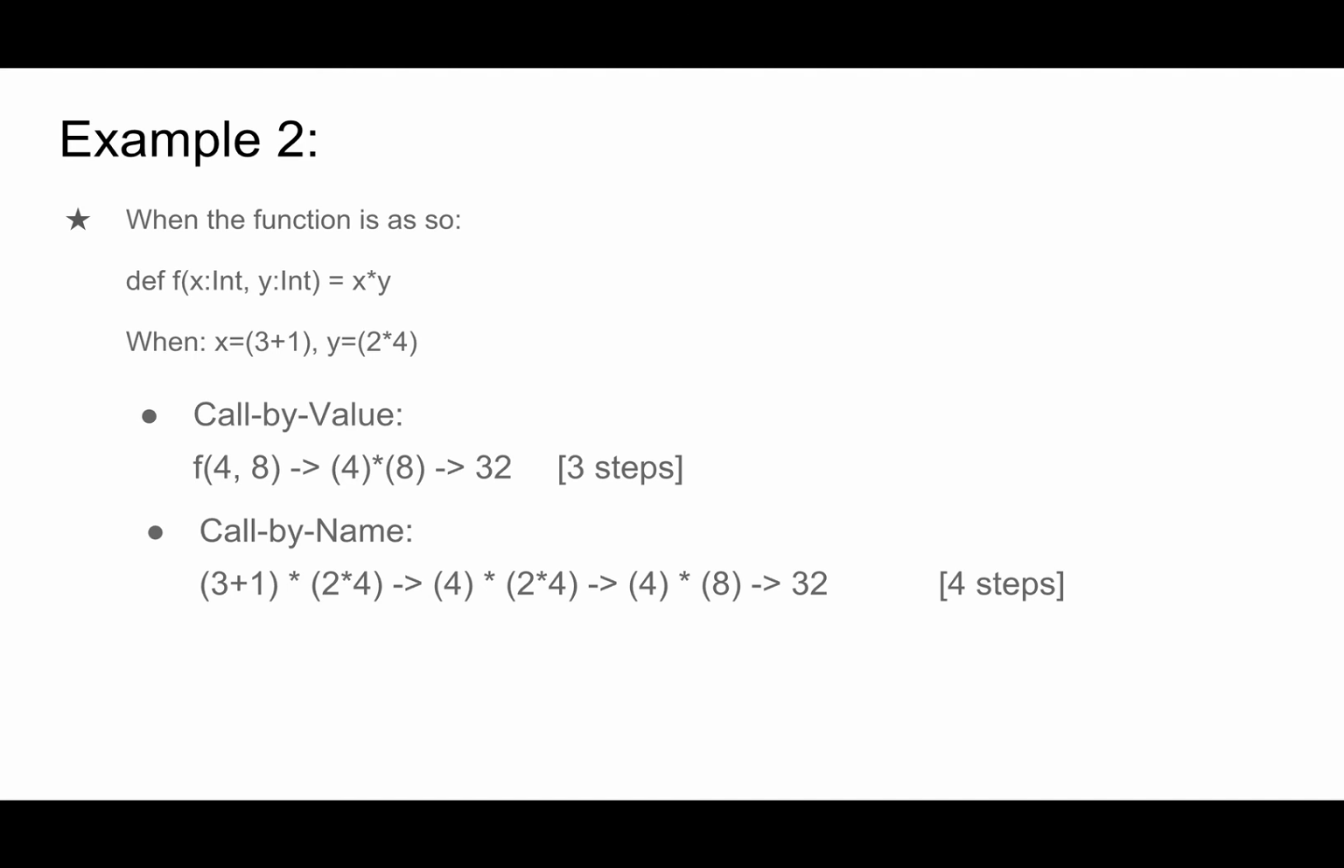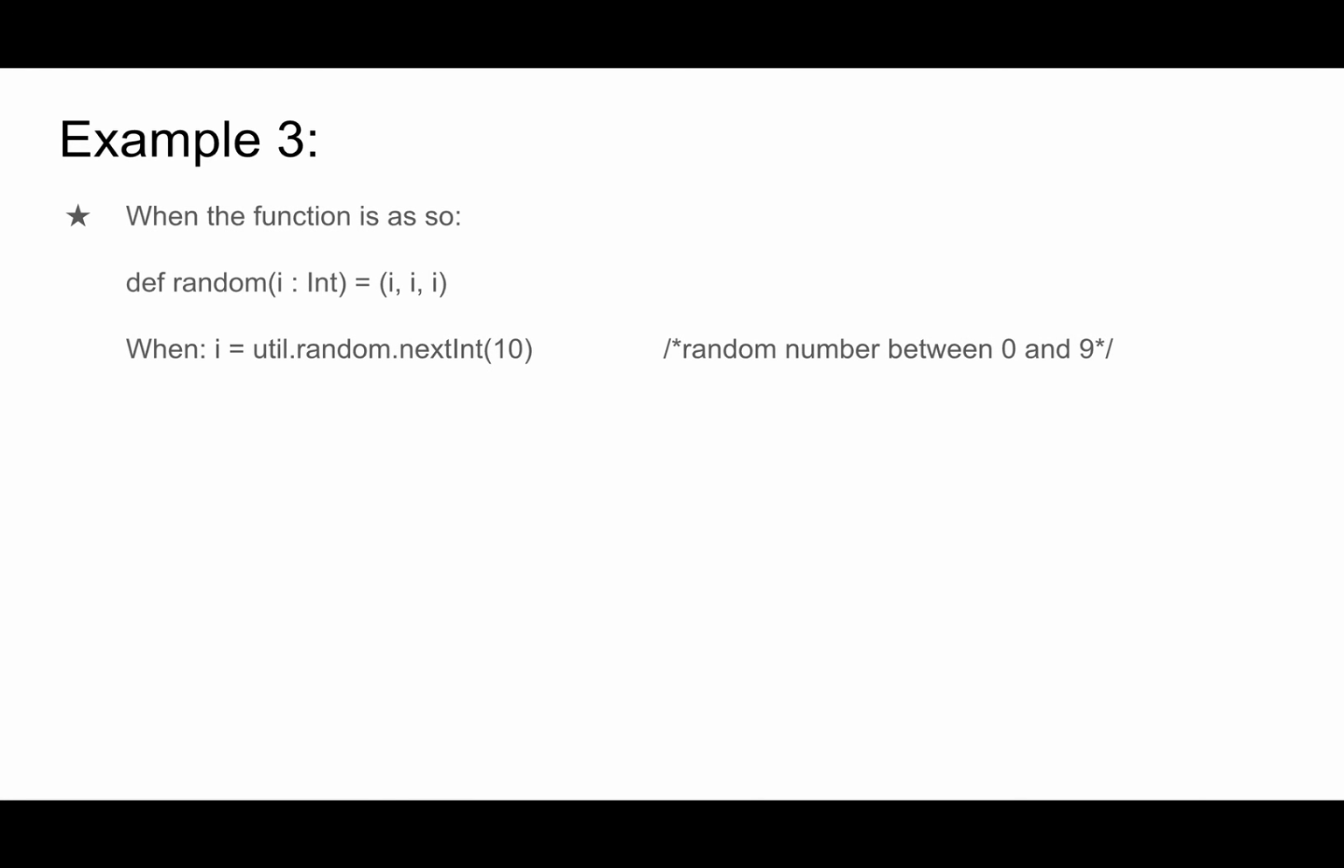As we can see, compared to the first example, call by value will be faster than call by name, as long as the same parameters are being used in both cases. Our third example is a little bit different. The function here takes in a single integer, I, for the argument and returns a triple with the integer I listed 3 times for the output.